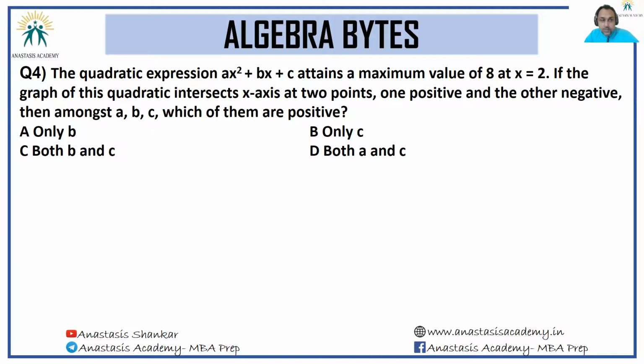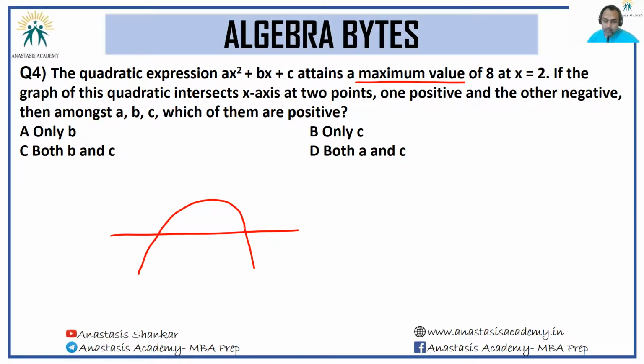Next question, the quadratic expression ax square plus bx plus c attains a maximum value of 8 at x equal to 2. Okay. If a quadratic is attaining a maximum value, hopefully you can see it is an inverted parabola. It is something of this kind. The shape is like this. If the graph of this quadratic intersects the x-axis at 2 points, one positive and other negative, then amongst a, b, c, which of them are positive?